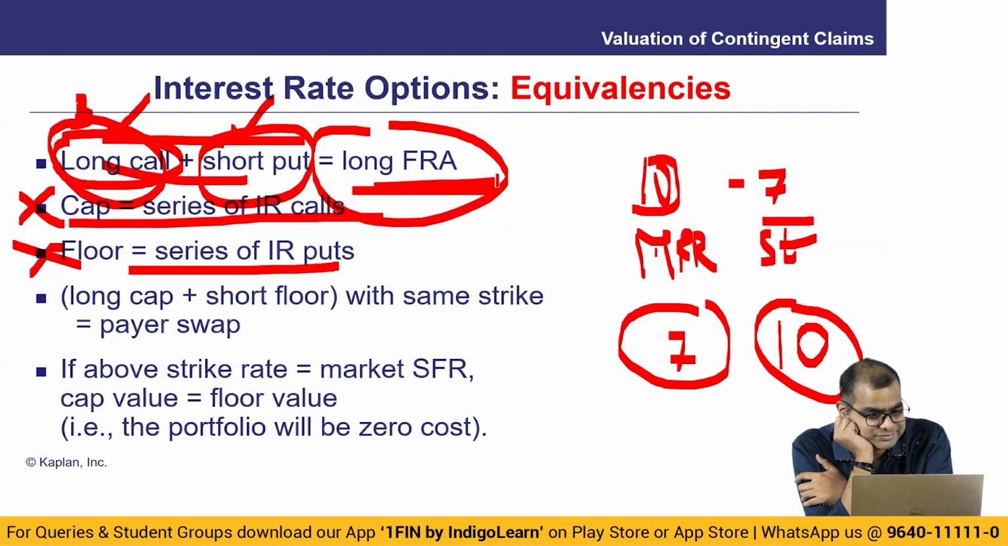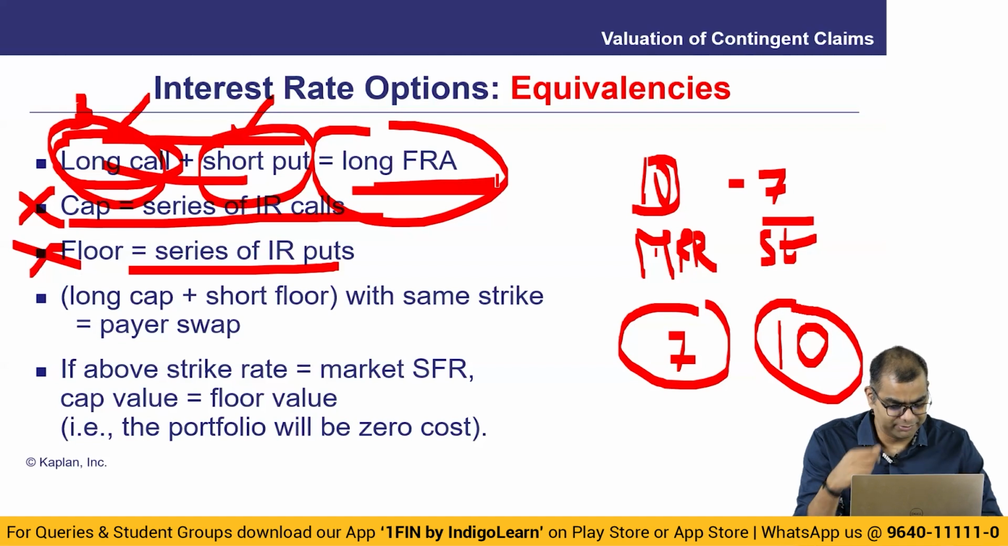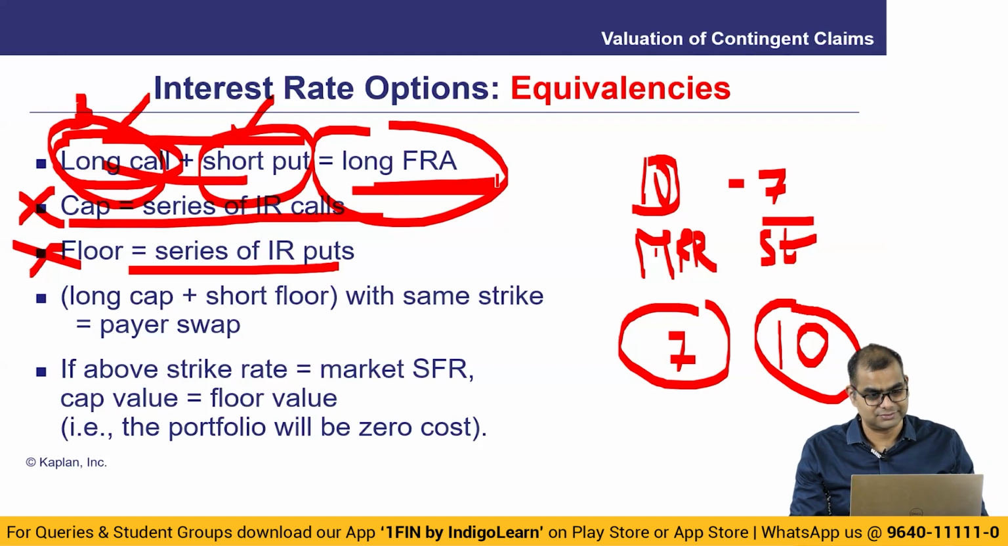You have to physically think of a case. If market rate is 10, what will happen? If market rate is 7, what will happen? If I combine both, what will happen? You want me to show that? Yes, better, if I'm having a little trouble. Okay. Visualizing.